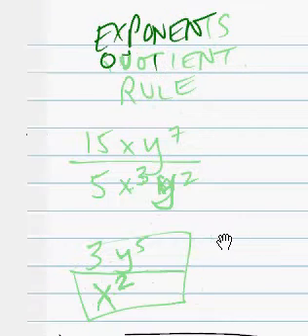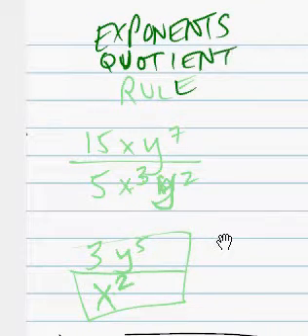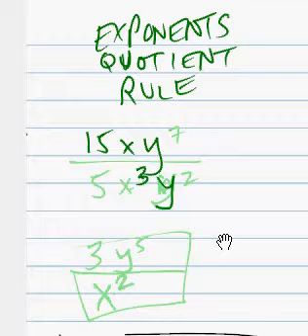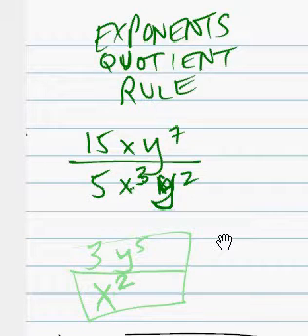Exponents and the quotient rules continued. And we'll take a simple problem like 15x to the 3rd y to the 7th over 5x to the 2nd y to the 2nd.